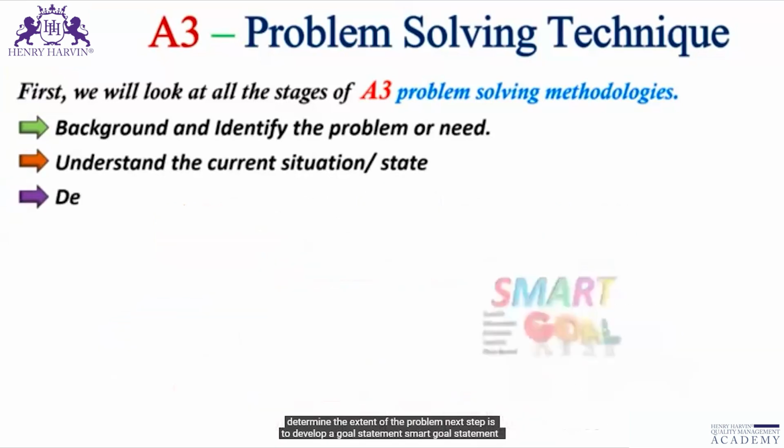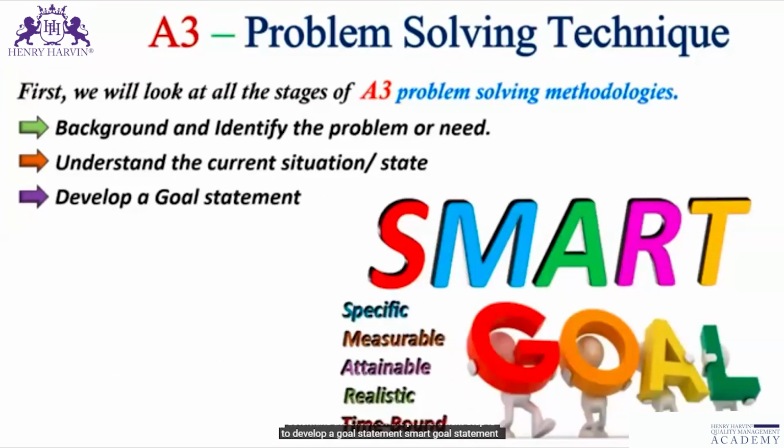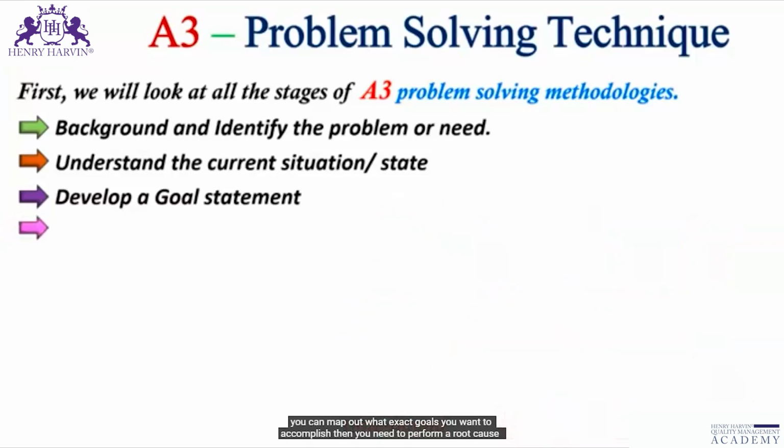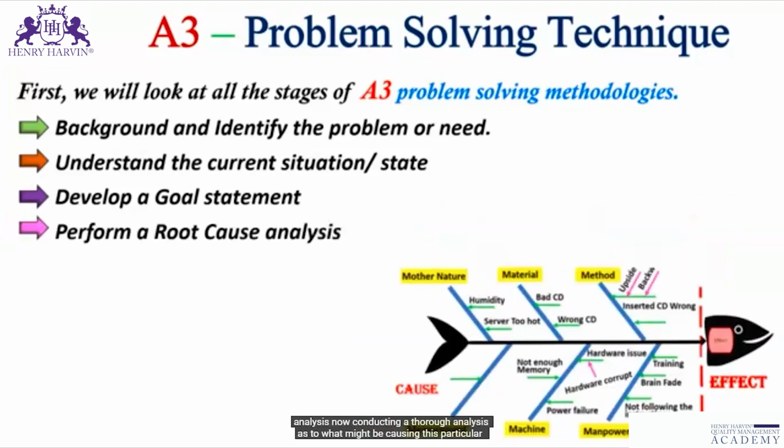Next step is to develop a goal statement, a SMART goal statement. The goal should be specific, measurable, realistic, achievable, and time bound. You can map out what exact goals you want to accomplish. Then you need to perform a root cause analysis, conducting a thorough analysis as to what might be causing this particular issue or problem. By finding out what causes the problem, you can take some measures against that. The main cause can be identified by any of the root cause techniques like fishbone or 5 Whys.